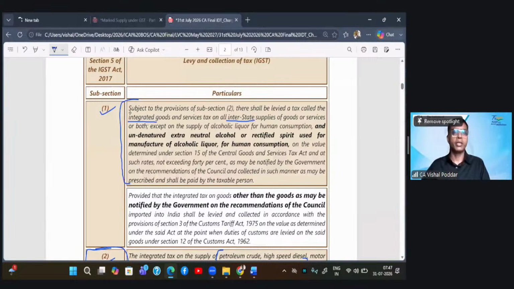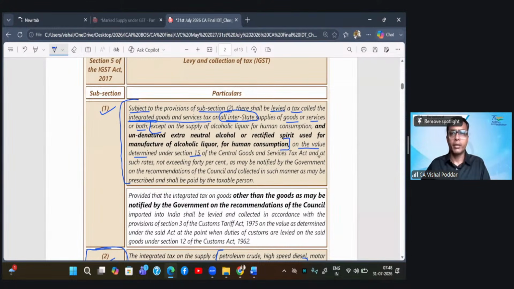So again here it is said, subject to subsection 2. What will be the levy? There shall be levied tax called as IGST, that is Integrated Goods and Services Tax. On what? It will be levied on all interstate supplies. Again, supplies will be of goods, services or both, except again this exception part, which is again same. Then the later part is also same. On what? On the value determined as per 15.